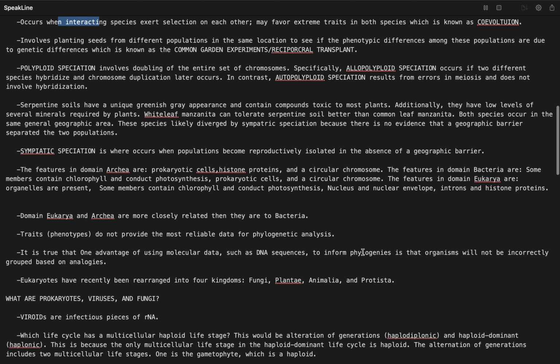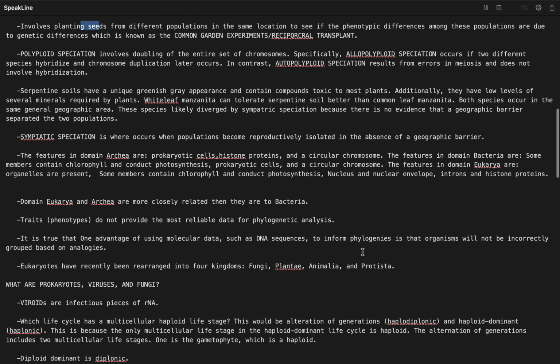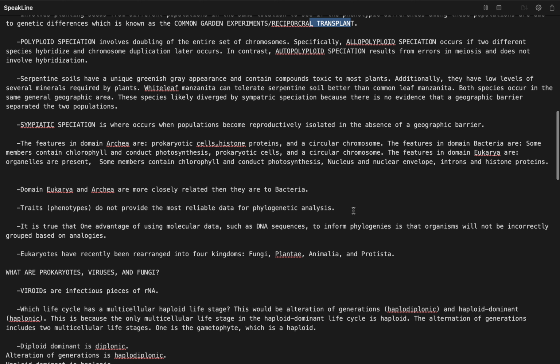Occurs when interacting species exert selection on each other, may favor extreme traits in both species, which is known as coevolution. Involves planting seeds from different populations in the same location to see if the phenotypic differences among these populations are due to genetic differences, which is known as the common garden experiment's reciprocal transplant.